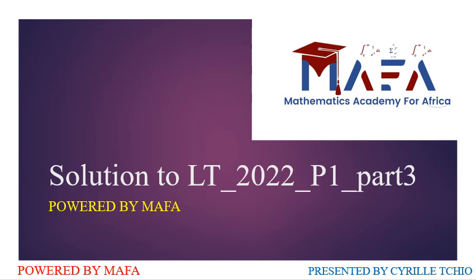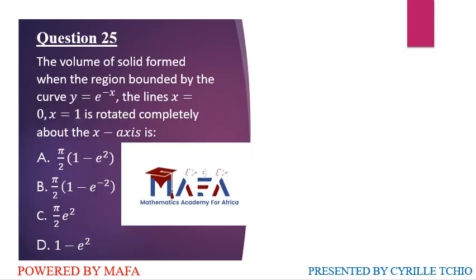So let's go directly. Here we have question 25, which says the volume of the solid generated when the region bounded by the curve y is equal to e to the negative x, underlined x is 0, x is 1, is rotated completely about the x-axis. So here we need to find the volume generated when a curve is rotated about the x-axis.